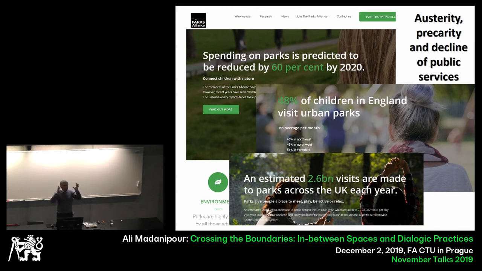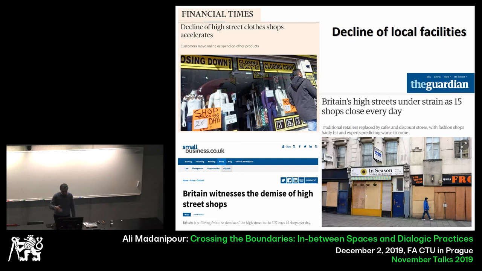So when we have this image of public space being available, accessible, provided, with public parks provided for 200 years, at the same time we have this problem of how do we pay for it, how do we maintain it? And the public local facilities.